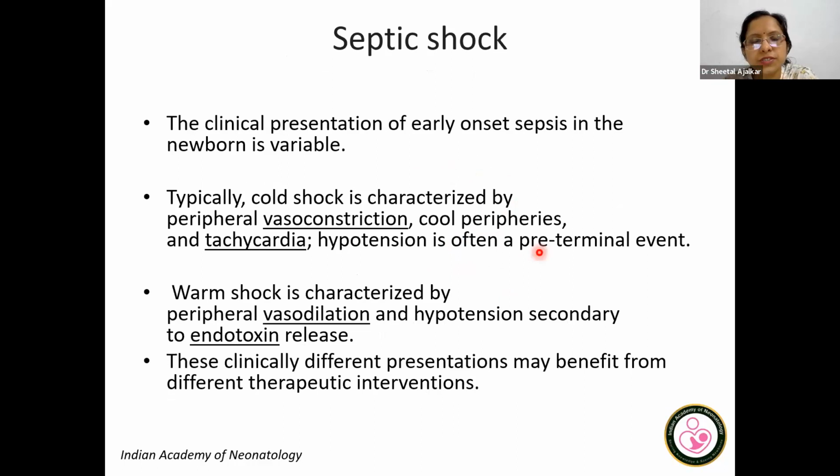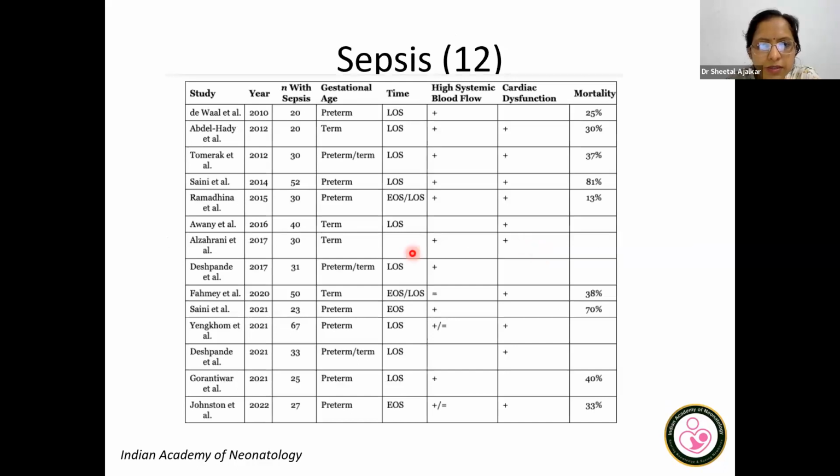So coming to septic shock, this is one of the more common scenarios we see in the NICU. Septic shock can be early onset sepsis and late onset sepsis. Also it can be cold shock and warm shock. So I'll skip. In the study in the Iowa handbook, there are studies from 2010 to 2022, and term as well as preterm babies were included.